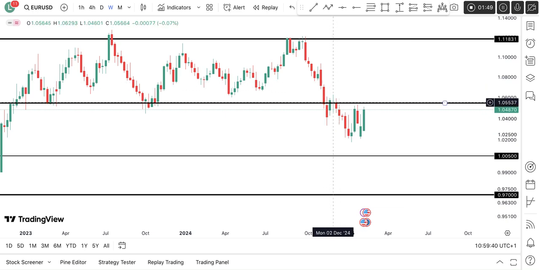Why? Lower low, lower high, lower low. All of these are lower highs because the market hasn't broken below this. Rather, the market hasn't closed below this. It hasn't closed below this area right here. So it's still very much bearish.